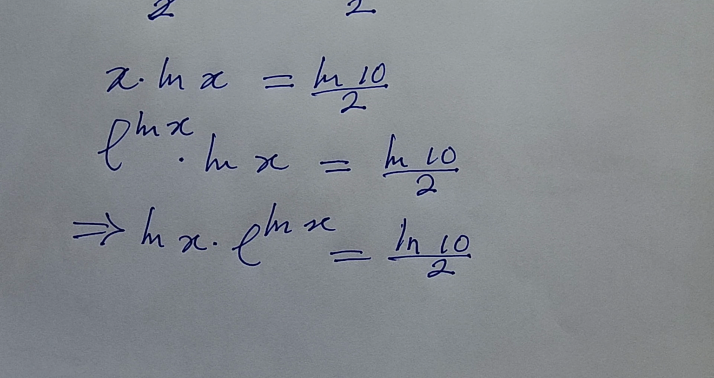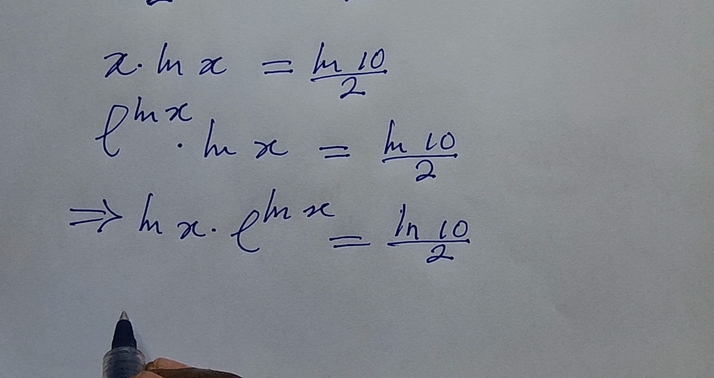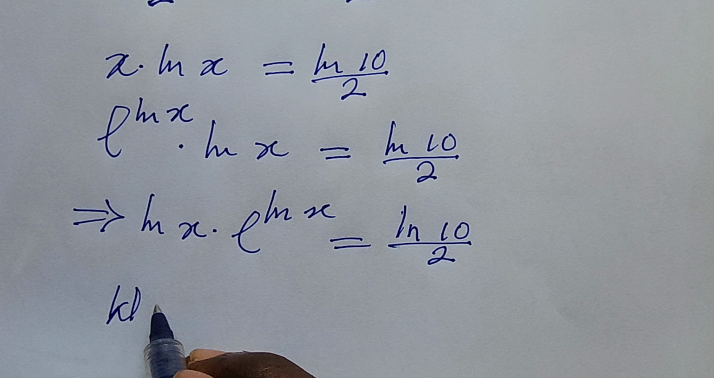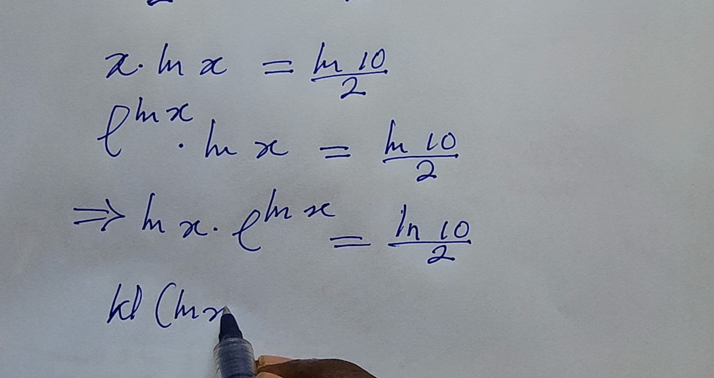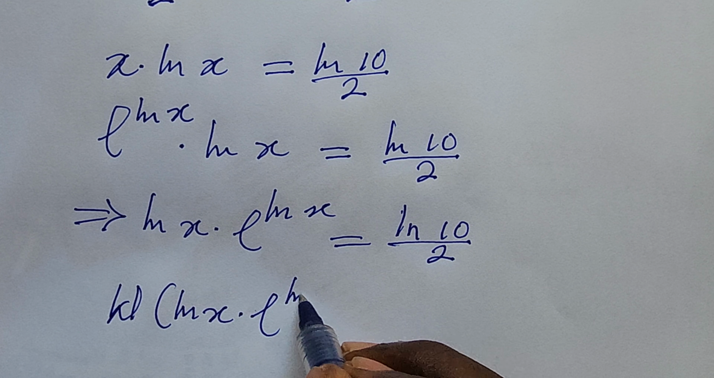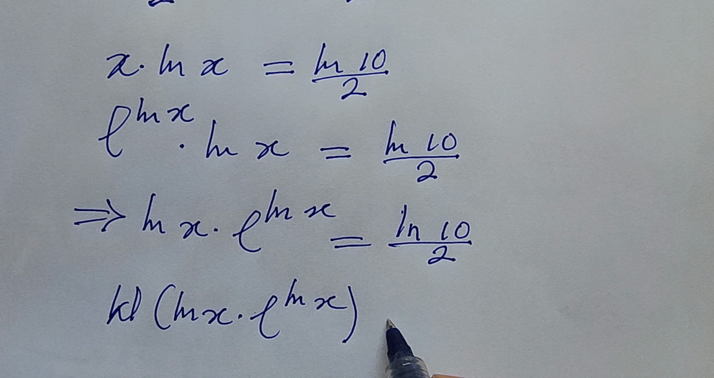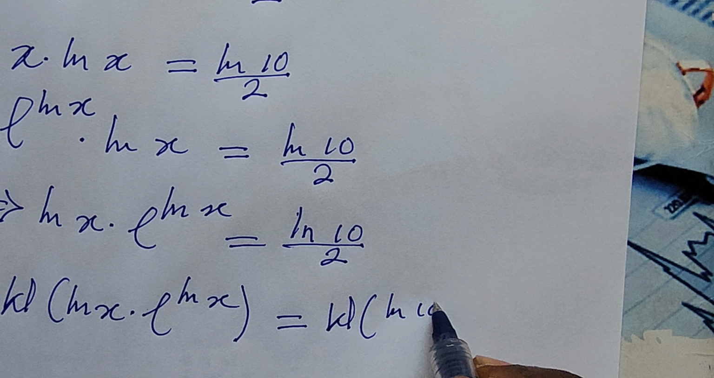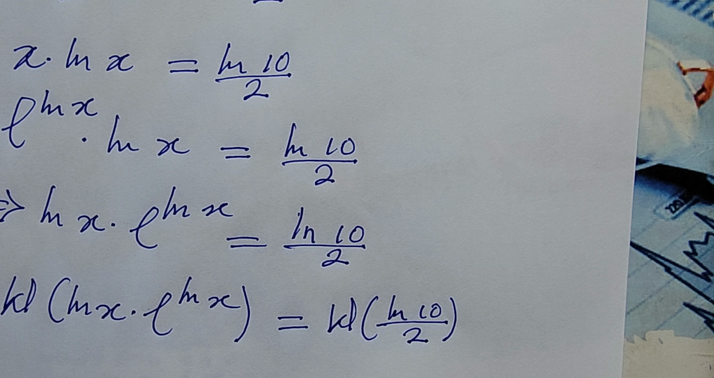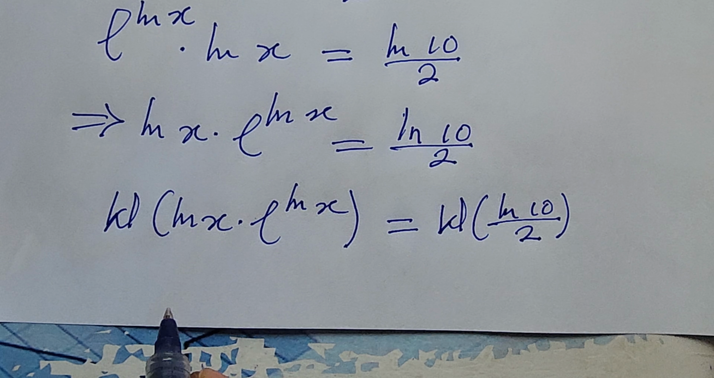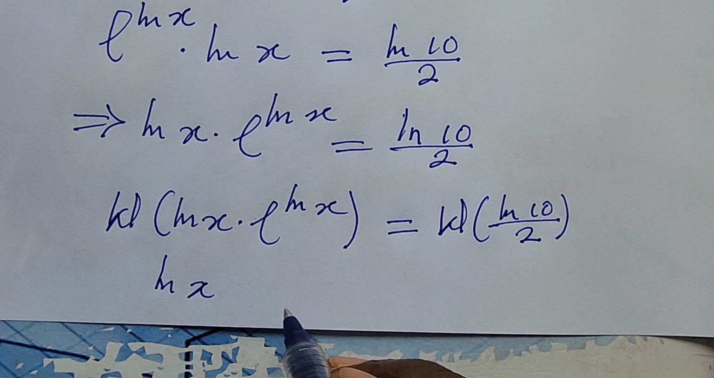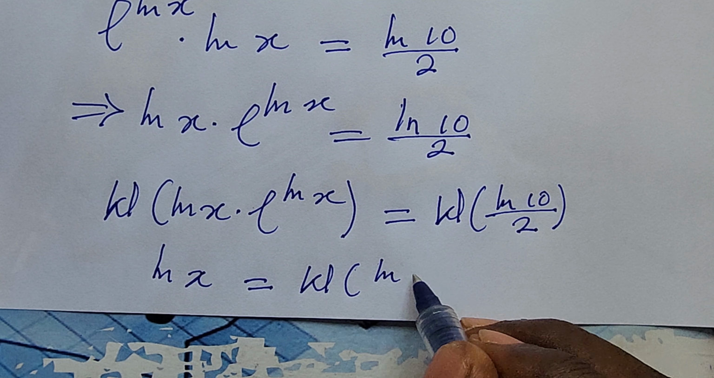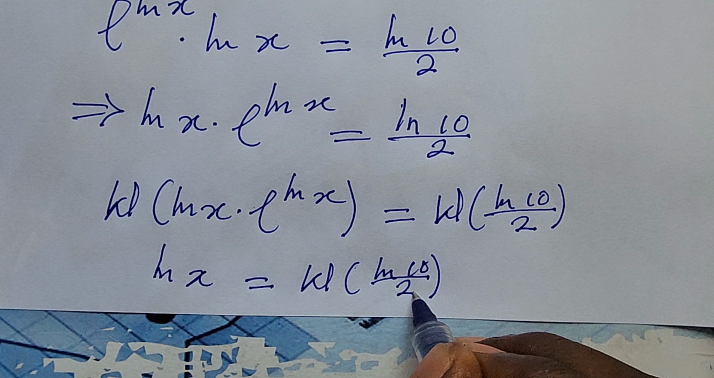So we can easily take the Lambert W function, which is what we know as the product log. And so this is going to give us W of ln of x times e to the power of ln of x, equal to the same W of ln of 10, all over 2. So this will end up giving us ln of x equal to W of ln of 10, all over 2.